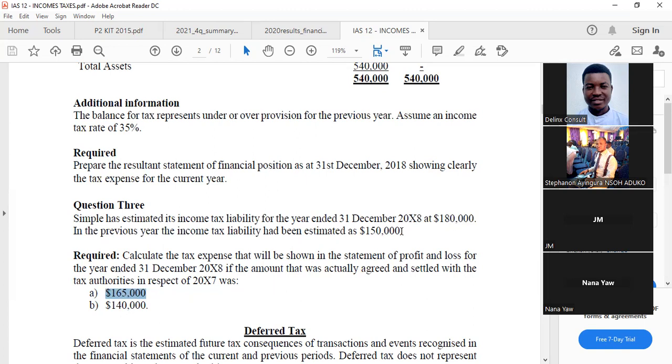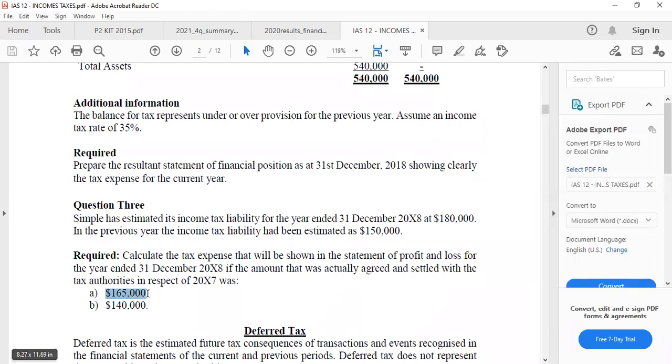Then what happened to the B? What happens to the 140? No, it's another question. These are assumed figures. With the A, we do the A first, 165. Then we assume that the actual amount paid is 140. So for the first one we assume that we are paying 165 in respect of the 150, and the question also says to assume that the actual amount you paid was 140. So A is different, B is also different.